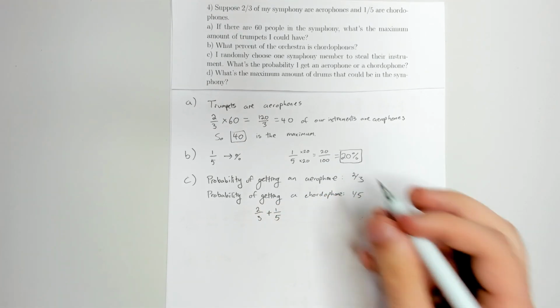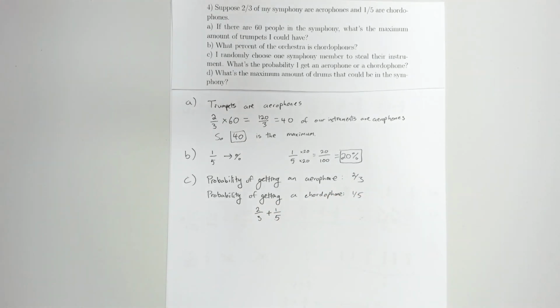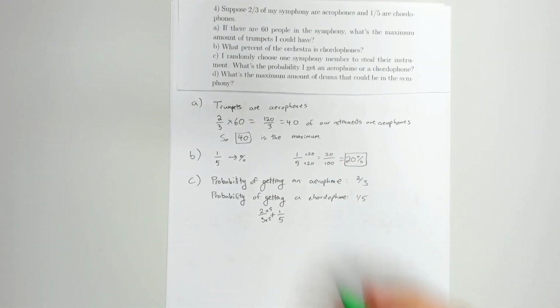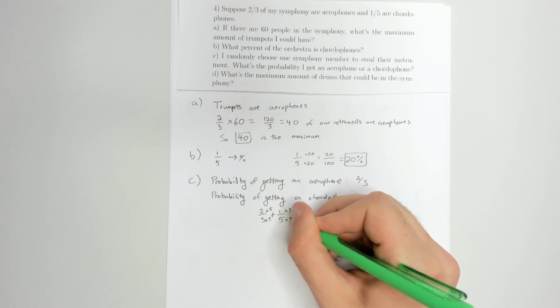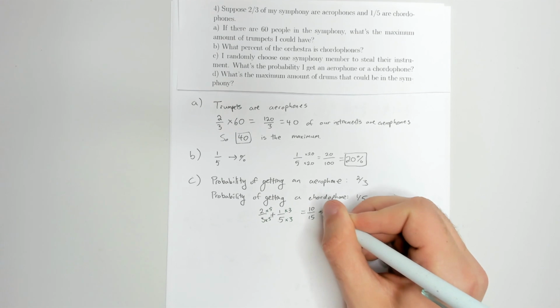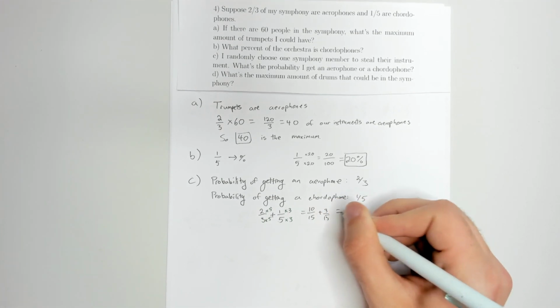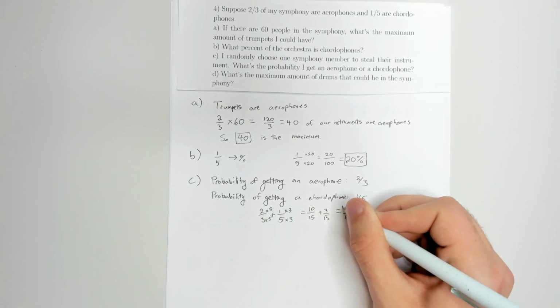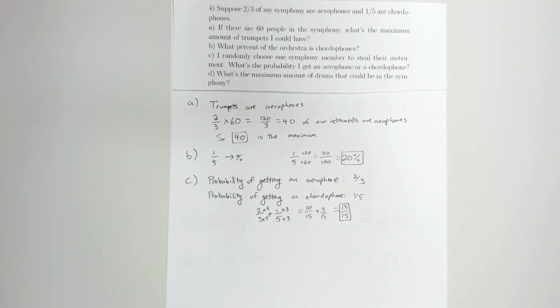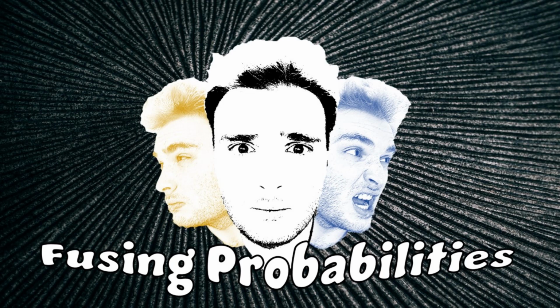So we do 2/3 plus 1/5. So we need a common denominator, which is going to be 15. So multiplying this one by 5 each to get 15, and multiplying this one by 3 each to get 15, we end up getting 10 over 15 plus 3 over 15, which becomes 13 out of 15. So there's a 13 in 15 chance that we either get an aerophone or a chordophone. So fairly likely. And if you need some review on combining probabilities, please check out episode 42 of the series.